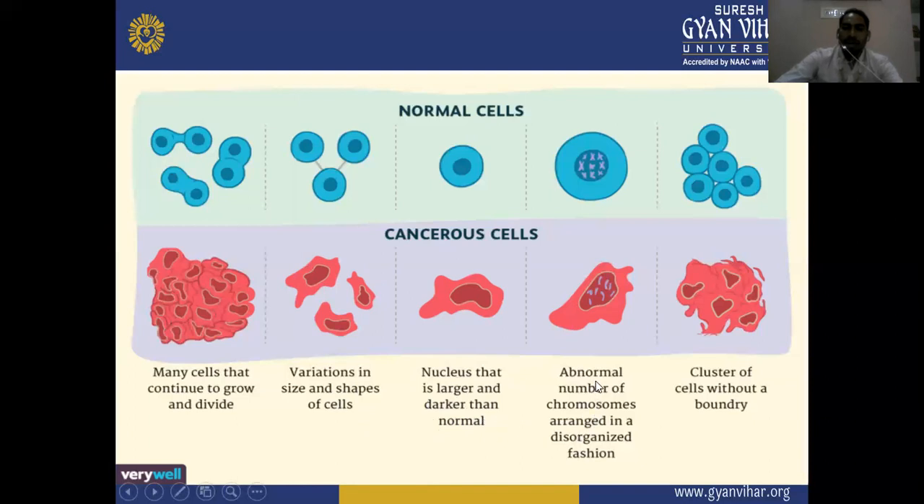Next one, the abnormal number of chromosomes, arranged in disorganized fashion. And last one, a cluster of cells without a boundary, in which cancerous cells form a cluster without a boundary. This is the difference between normal cell and cancerous cell development.